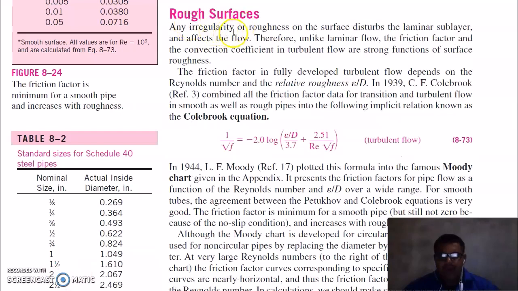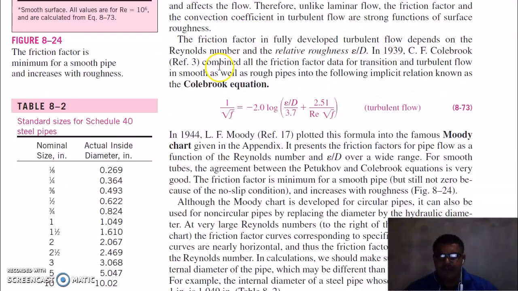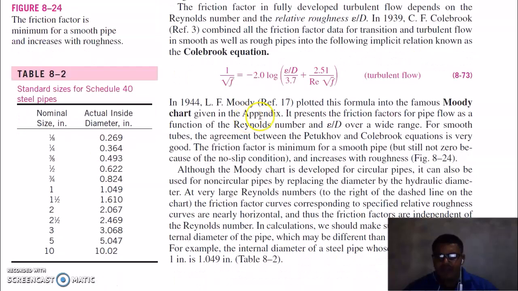Rough surface: any irregularity or roughness on the surface disturbs the laminar sublayer and affects the flow. Therefore, unlike laminar flow, the friction factor and convection coefficient in turbulent flow are a strong function of surface roughness. So this is your friction factor, and this e by D represents relative roughness. You can see this is the Colebrook expression which is used to find the friction factor.